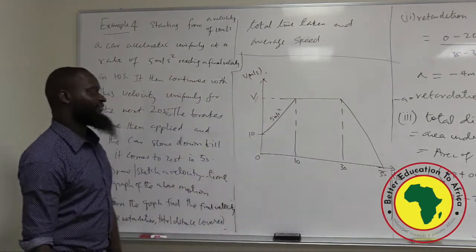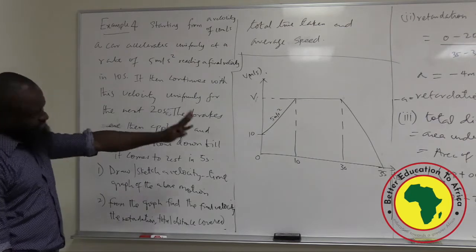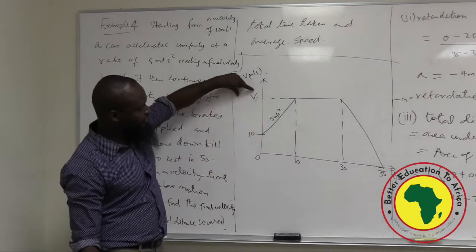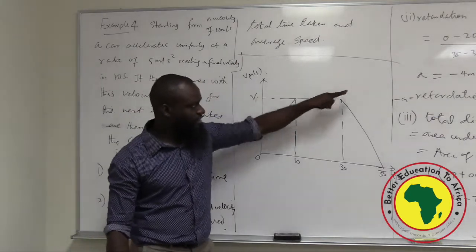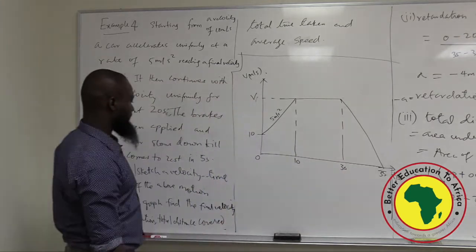So we have a new graph. It's just a slight change. Now the first question is to sketch the graph. We've sketched it. Starting from 10, it accelerates to the velocity v, we don't know. It continues at v uniformly, constant velocity, for the next 20 seconds, and then comes down in 5 seconds.